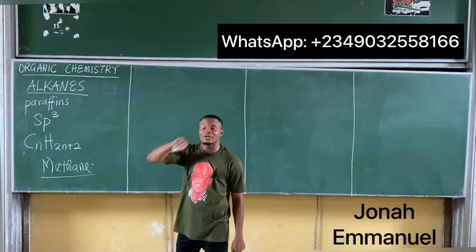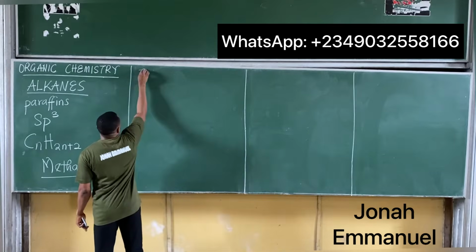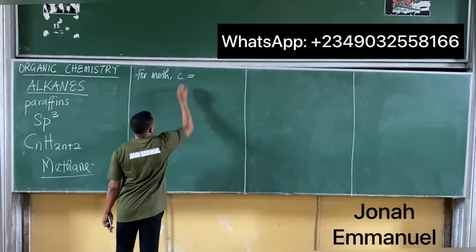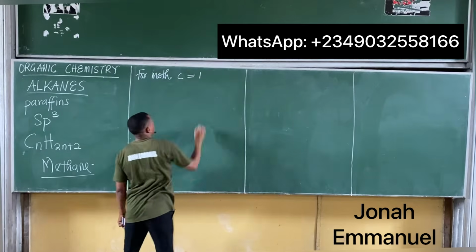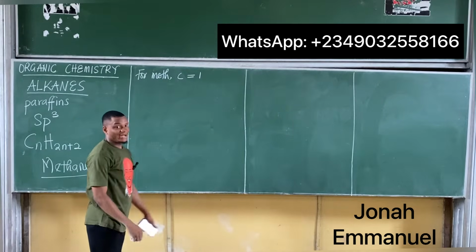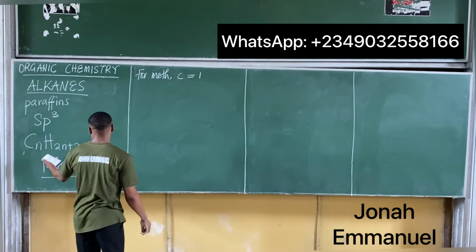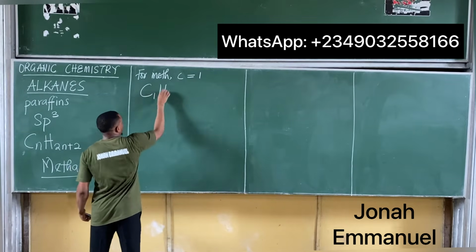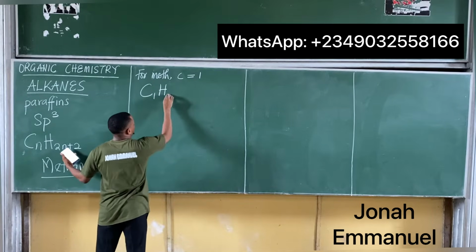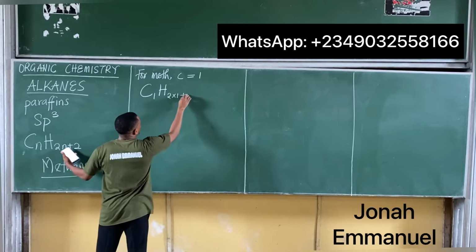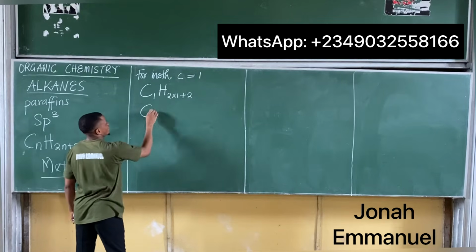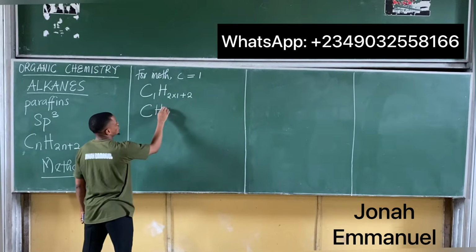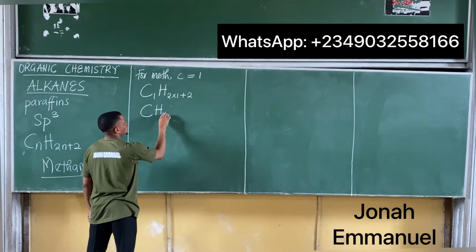Please check what we did on how to name compounds. For meth, how many carbons? We said 1. So look up, please. In this same formula, put n as 1. It becomes C1, H2 times 1 plus 2. That gives you C1, H, 2 times 1 is 2, plus 2 is 4.